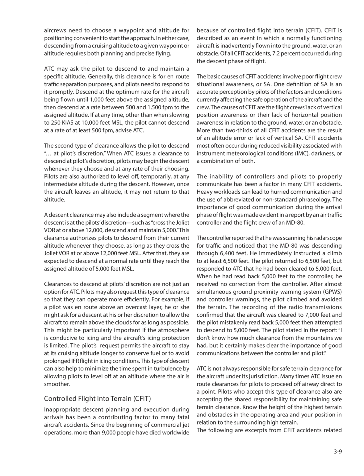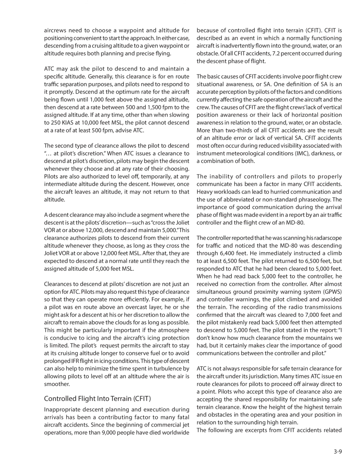A descent clearance may also include a segment where the descent is at the pilot's discretion, such as "cross the Joliet VOR at or above 12,000, descend and maintain 5,000." This clearance authorizes pilots to descend from their current altitude whenever they choose, as long as they cross the Joliet VOR at or above 12,000 feet MSL. After that, they are expected to descend at a normal rate until they reach the assigned altitude of 5,000 feet MSL.